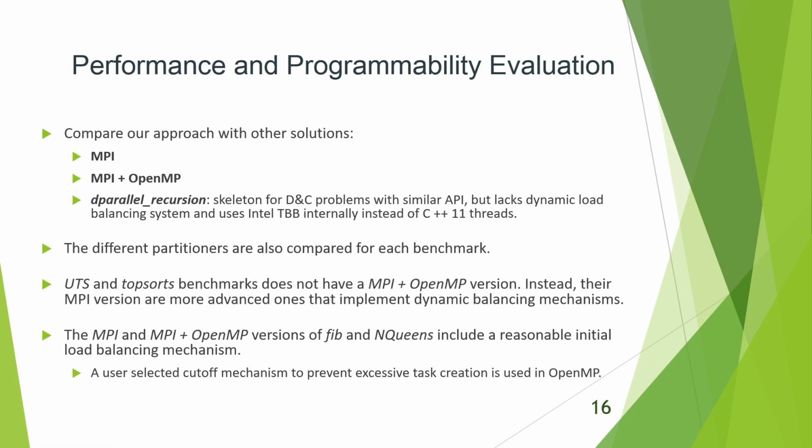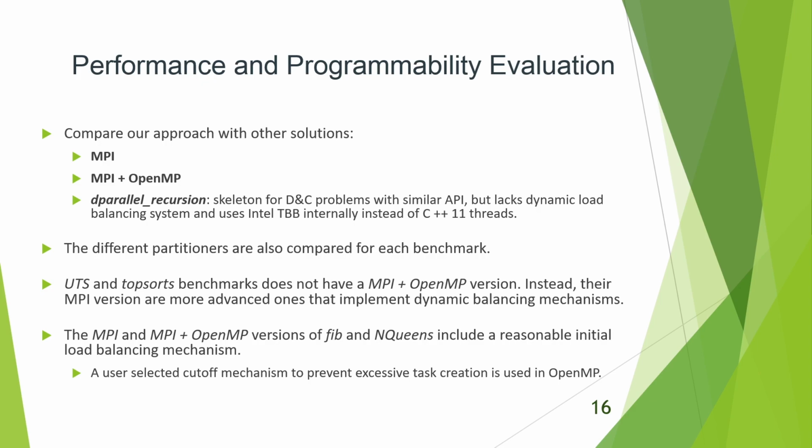We will compare our new implementation with other solutions. One that only uses MPI, another that uses MPI together with OpenMP, and we will also compare it with another skeleton for divide and conquer problems in distributed environments, called Parallel Recursion. This skeleton has an API similar to ours, but does not have a dynamic load balancing system, only a static one. Internally, it uses Intel TBB instead of C++11 threads. It also includes an automatic partitioner that, as we will see, can help it to get better performance in some benchmarks.